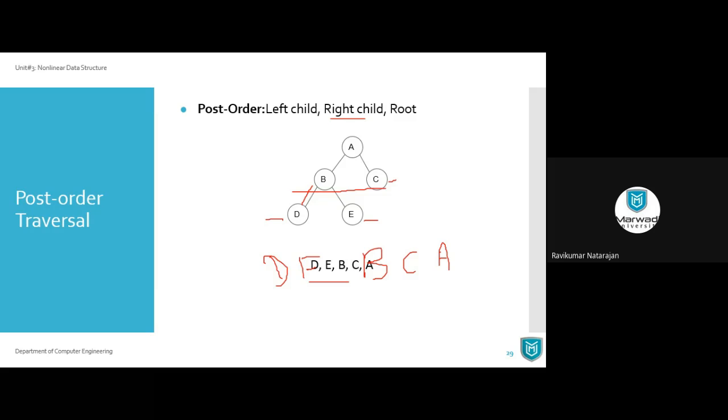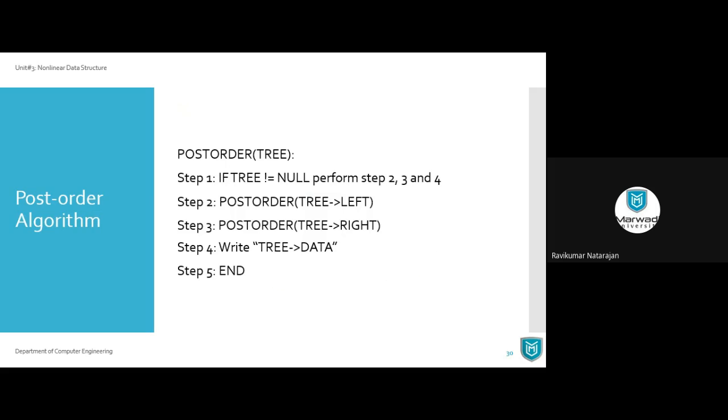So that's what the answer is. P, E, B, C, A. Again, here what I have done is I'm just saying that if the tree is not equal to null, which means it has got some nodes, then I should visit, right? So I'm visiting it, which means first I'm visiting left and right and then root. That's what I mentioned, nothing else.